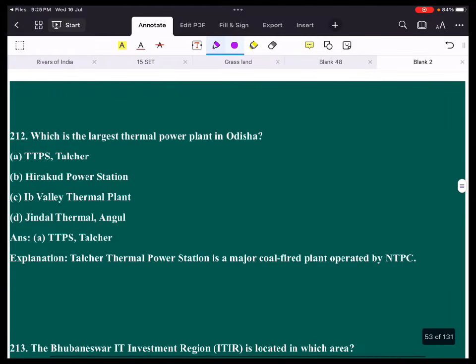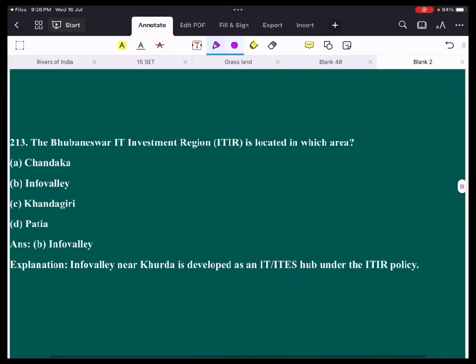Which is the largest thermal power plant in Odisha? That is TTPS Talcher. Option A. Talcher Thermal Power Station is major coal-fired plant operated by NTPC. The Bhubaneswar IT investment region is located in which area? That is Info Valley. Option B.